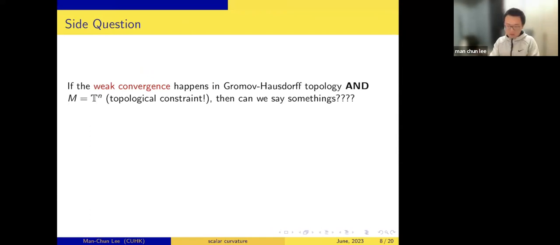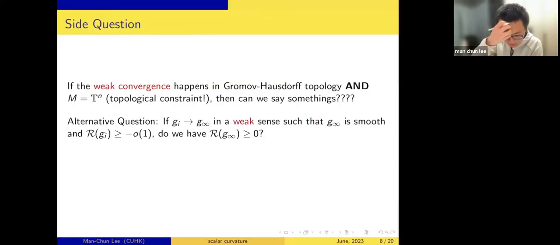There are some alternative questions. If we relax the convergence to some other weaker sense, can we still have the same things? This is the question I am mostly interested in.